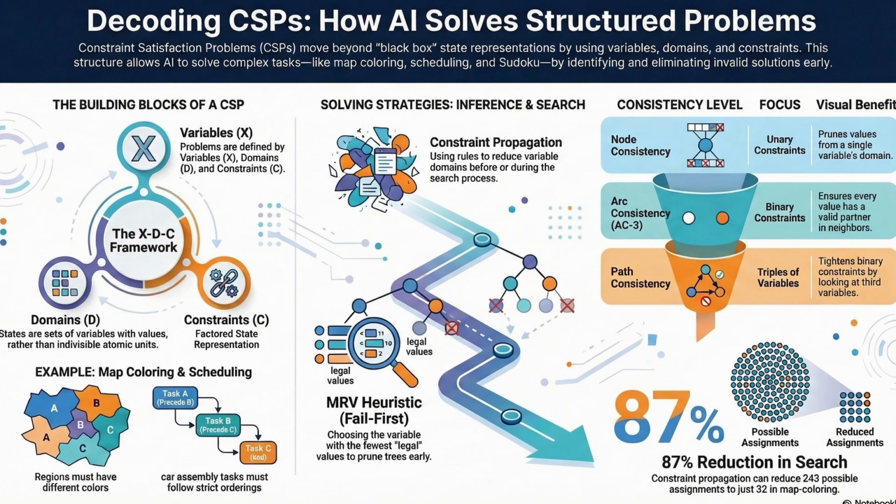Let's start with the variable. I'm looking at my map. I have Western Australia, Tasmania, Victoria. Who do I color first? The best strategy is usually the minimum remaining values heuristic, or MRV, also known as fail first. Fail first? That sounds pessimistic. Why would I want to fail?